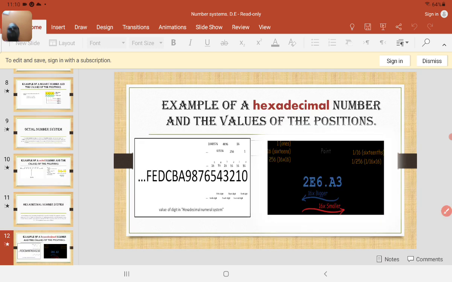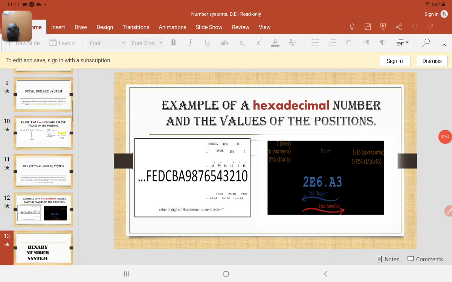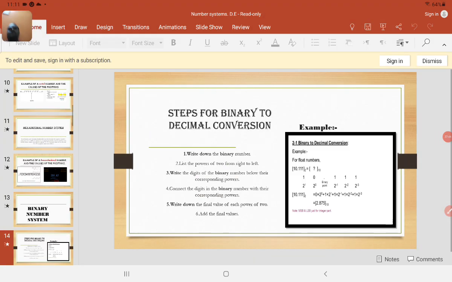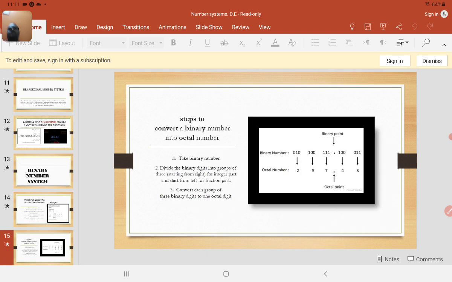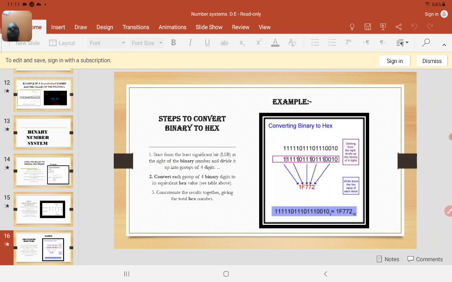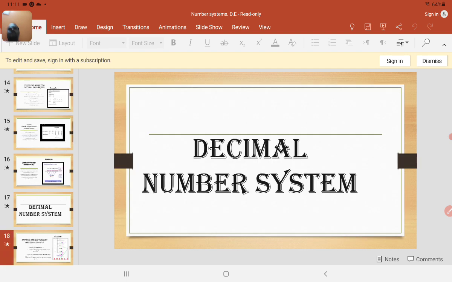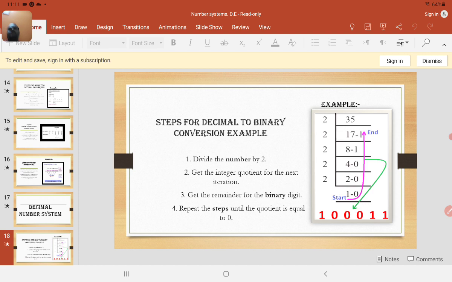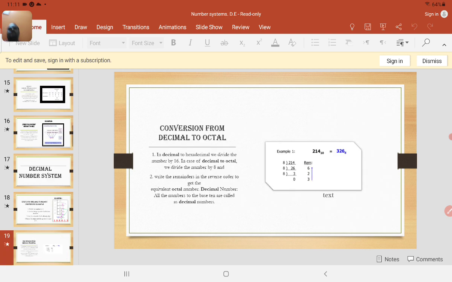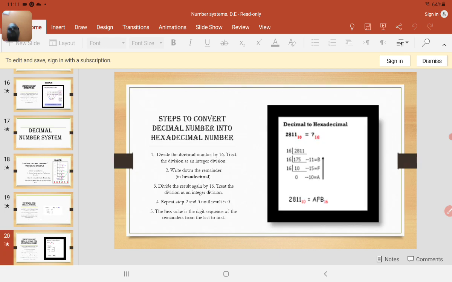This is how we denote the hexadecimal number. Next, the binary number system: how to convert a binary number into a decimal number, into an octal number, and into a hexadecimal number. Then the decimal number system: how to convert decimal into binary, decimal to octal, and a decimal number into hexadecimal.